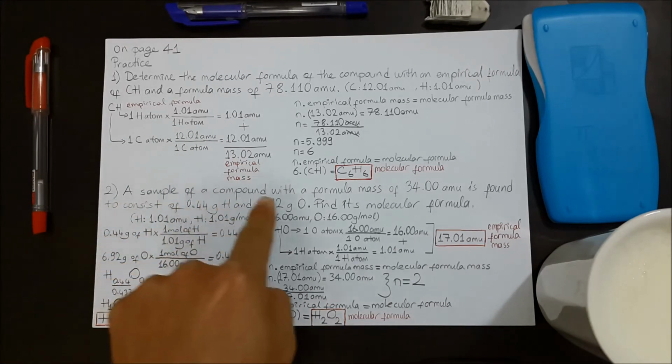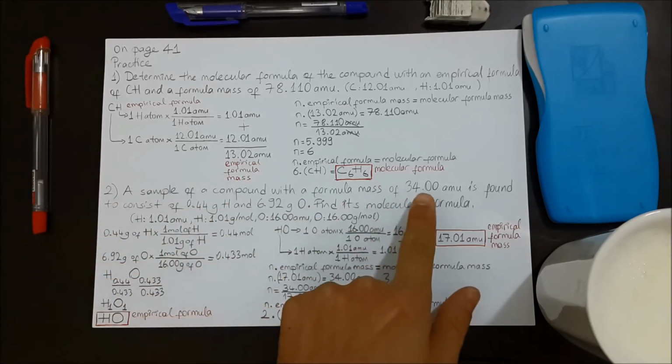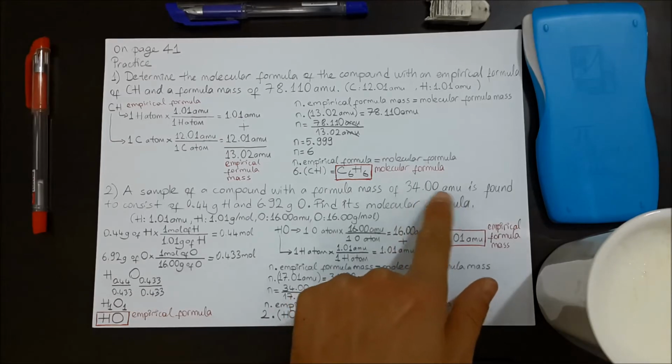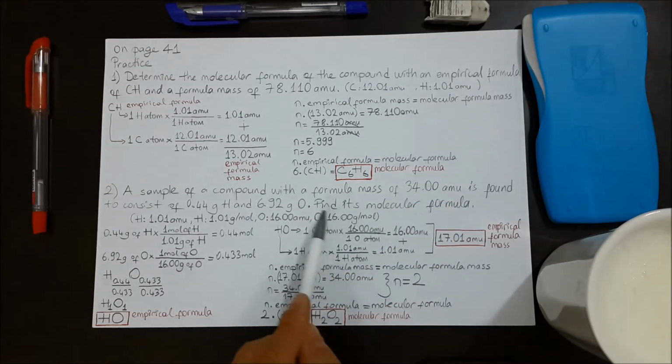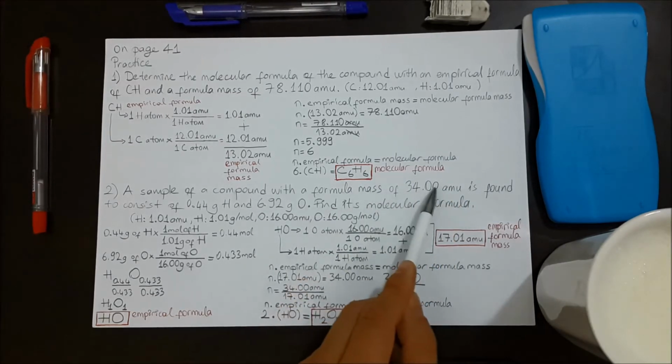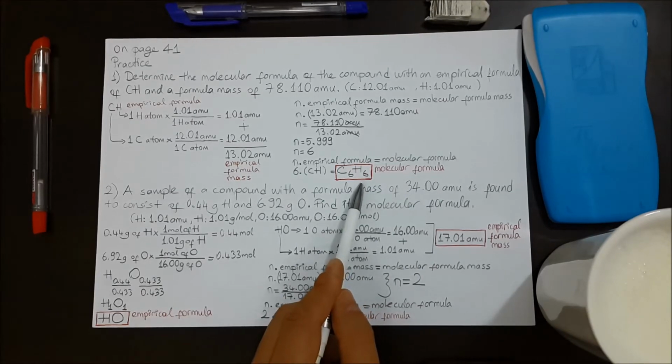A sample of a compound with a formula mass of 34.00 AMU. Here, as you see, formula mass is given. It is the molecular formula mass.